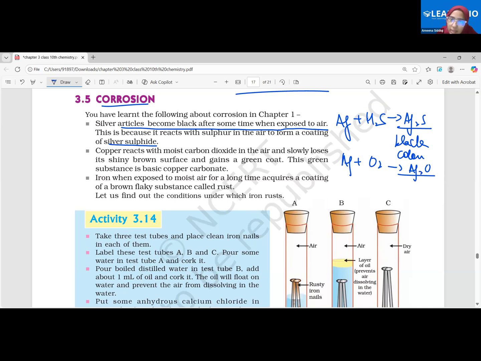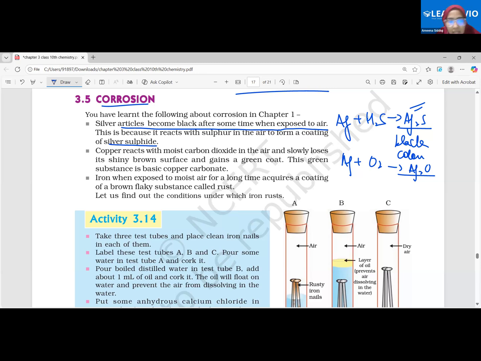Clear? So when silver is corroded, what is it called? Tarnishing of silver. And what is actually being formed? Mostly it is this silver sulfide which gives the black color. When silver metal changes to black color, it is called tarnishing of silver, which is nothing but corrosion of silver. Okay?